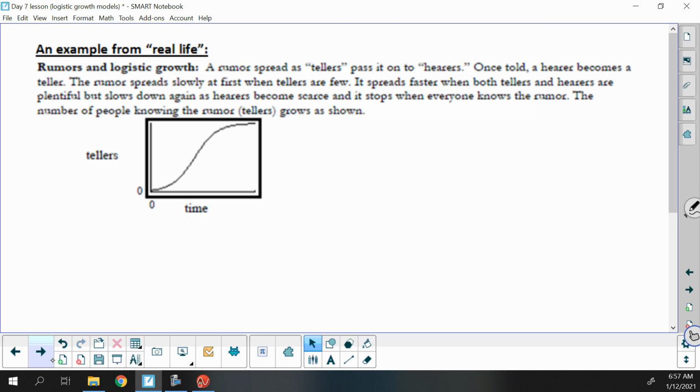You can also think of it like with a rumor. So as a rumor spreads, there's some people that have heard it and some people that have not heard it yet. Well, as the rumor continues to spread, there are fewer people left that have not heard it yet, and that's why it starts to level off. In a pandemic sense, there's fewer people to contract the virus, so that's why it starts to level off.